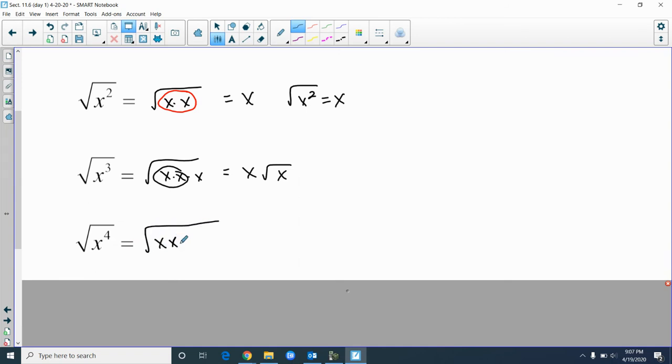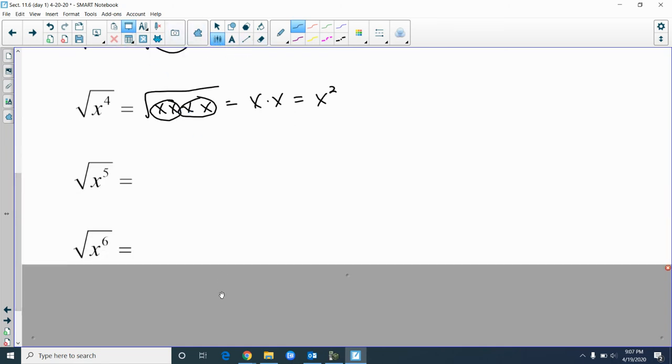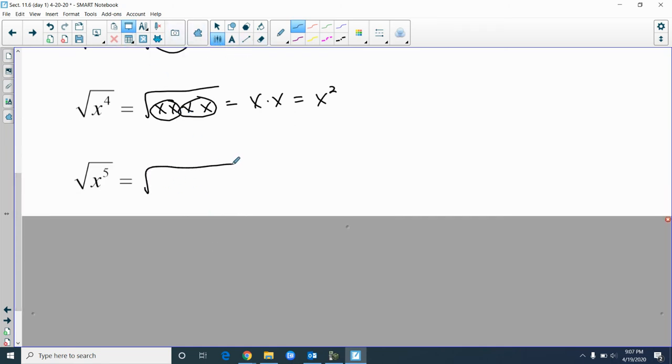Square root of x to the 4th. Well, I got 4 x's there. I got 2 pairs of x's. Well, that becomes x times x on the outside, which is just x squared, nothing on the inside. X to the 5th. Five x's, I got 2 pairs. That gives me x squared on the outside, radical x on the inside.